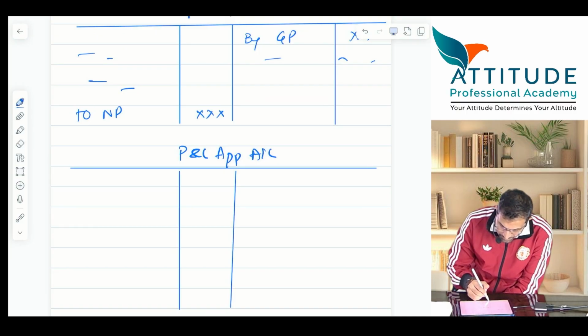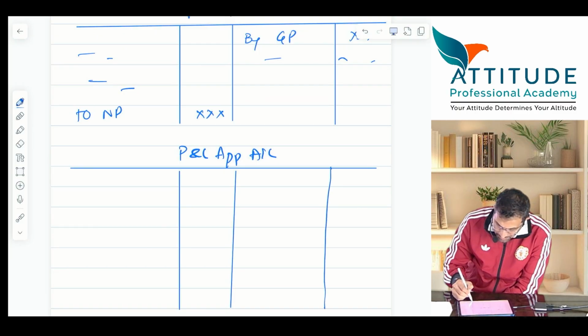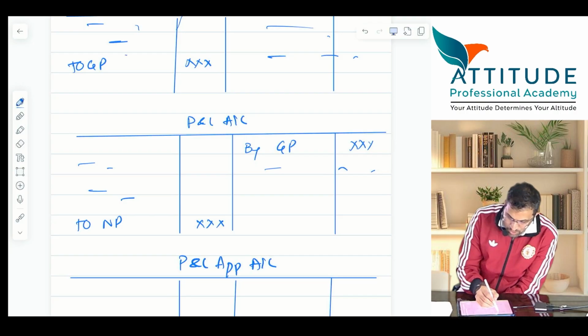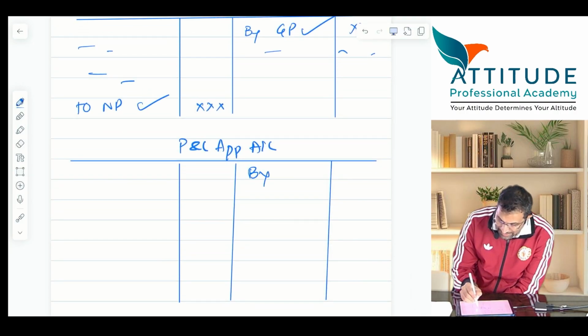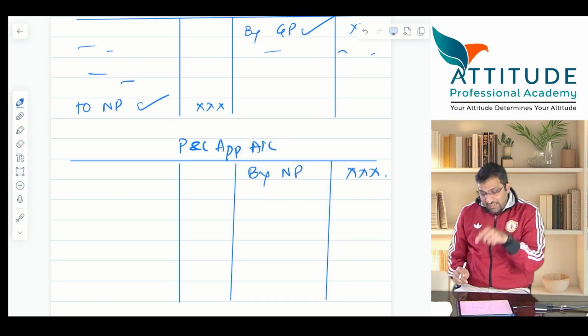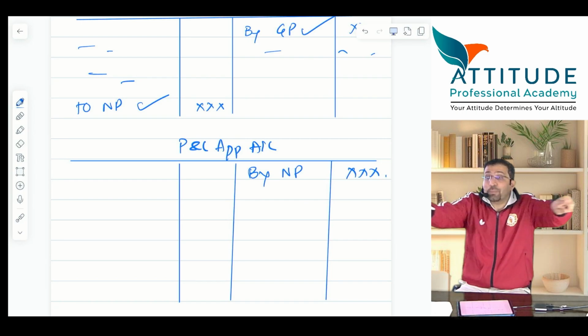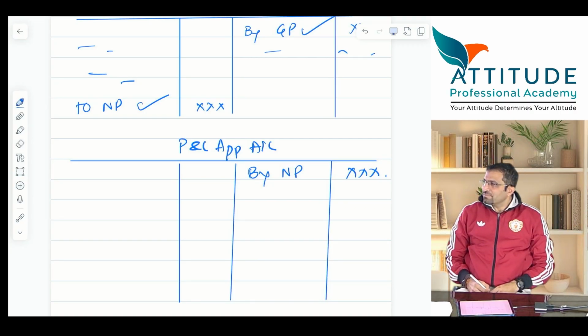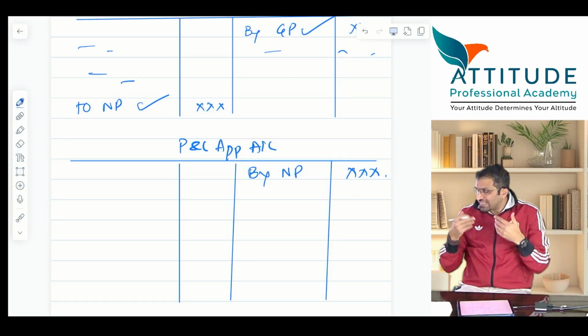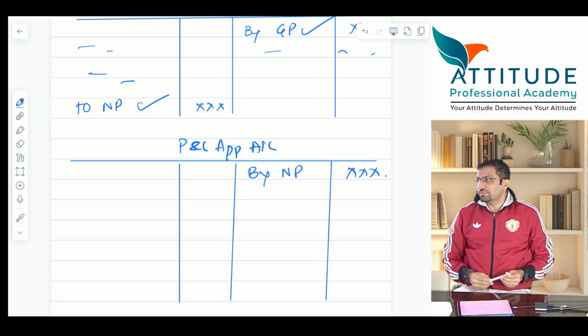And right now you take this net profit here. GP by GP, here net profit by net profit will come here. And this net profit is appropriated among partners. Now, how this appropriation is done, that is what I'll teach you now.